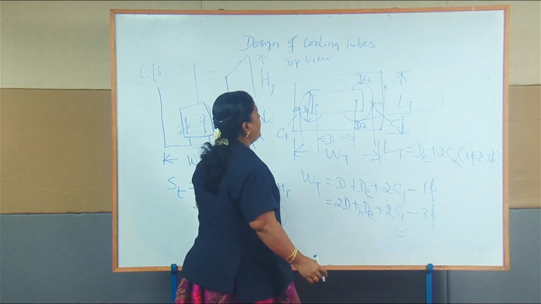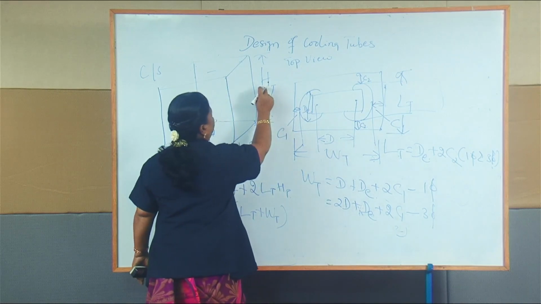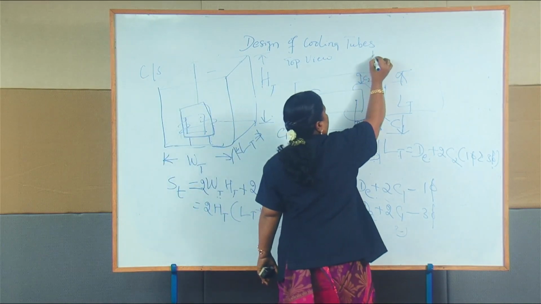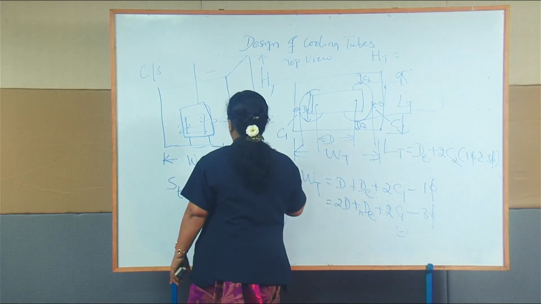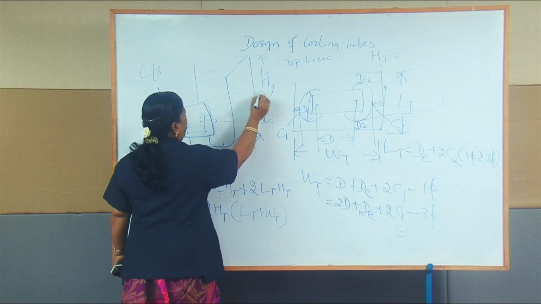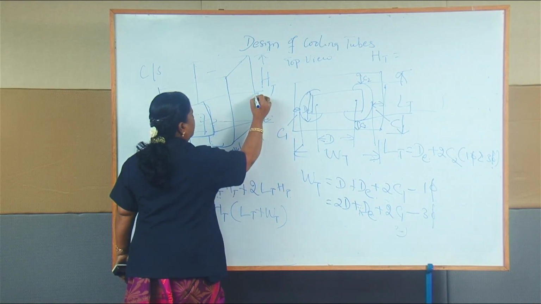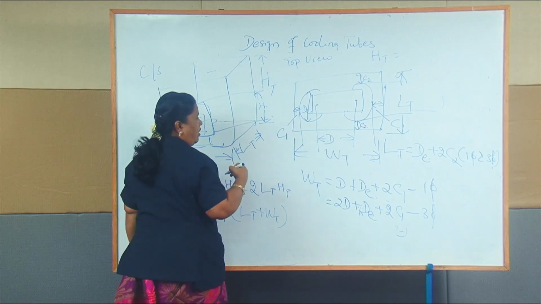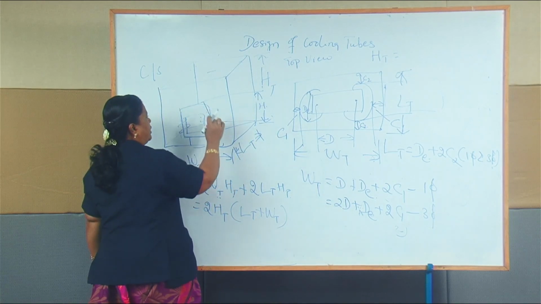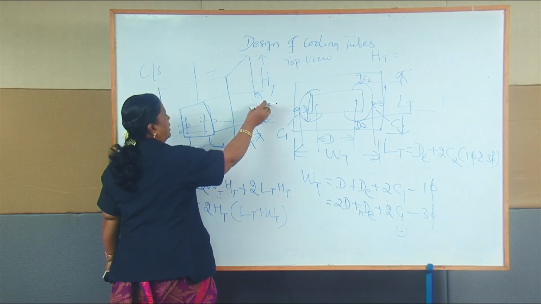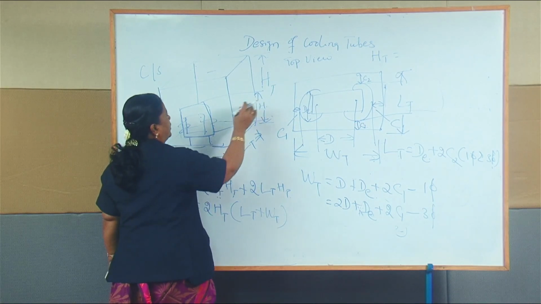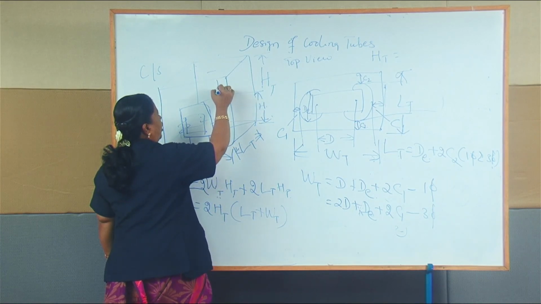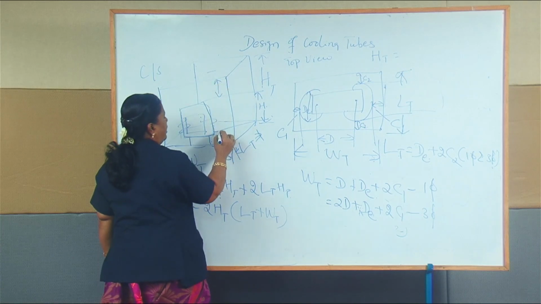Okay. Next, we have to calculate the height of the tank, HT. Suppose the height of the transformer frame is given; we already know the height of the transformer frame, which is represented as H.